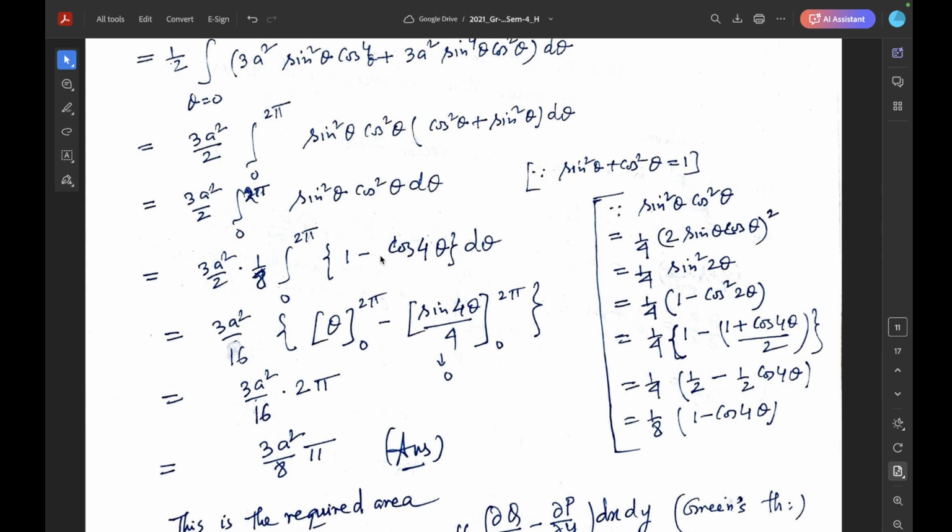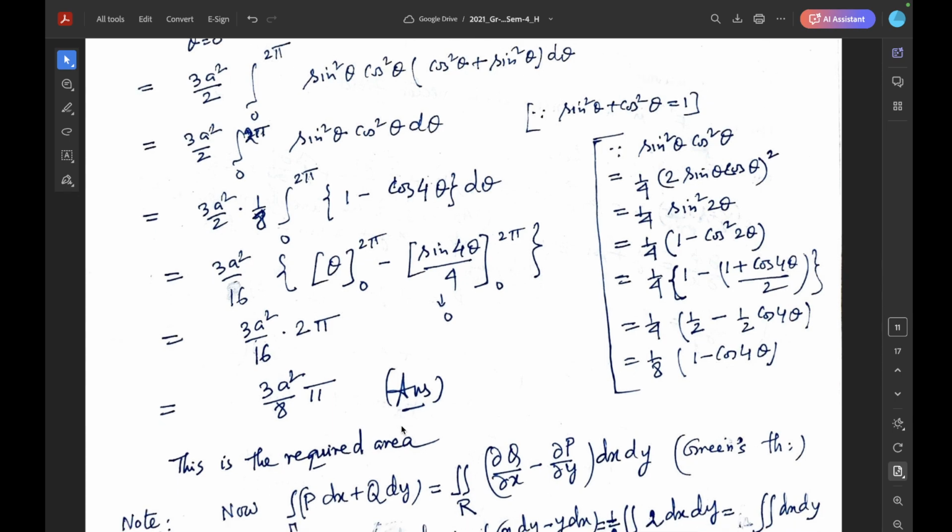So we put here 1 minus cos 4 theta and 1 by 8 common. So 3 a square by 16, this integration d theta from 0 to 2 pi, and integrating this we get sin 4 theta by 4, limits 0 to 2 pi. Actually this is 0, sin 0 is 0, and sin 4 into 2 pi is also 0. So from this we get 2 pi, so actually 3 a square by 8 into pi, and this is the required area.